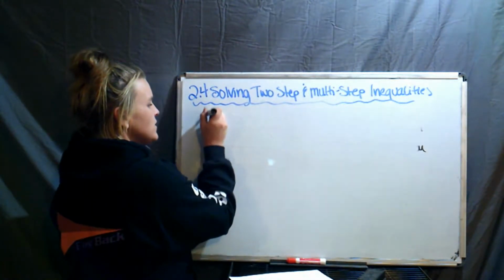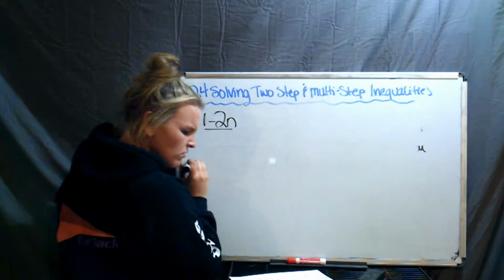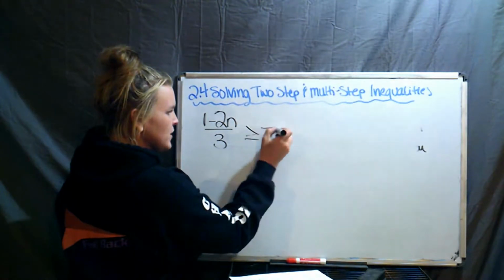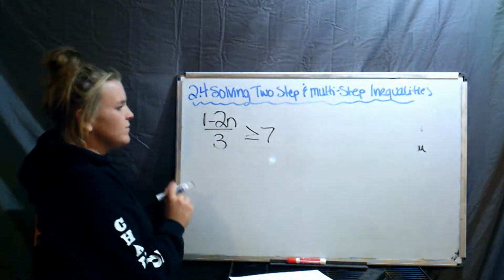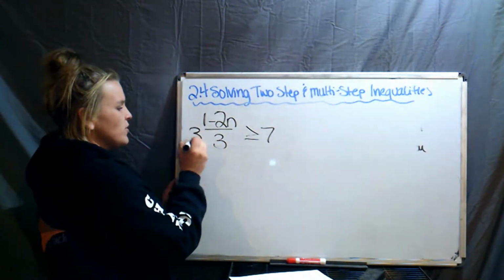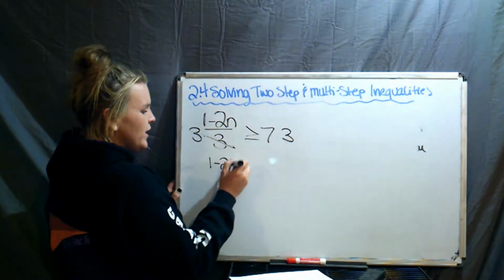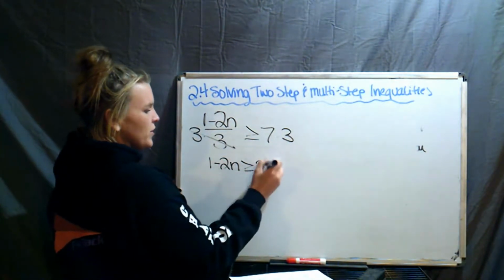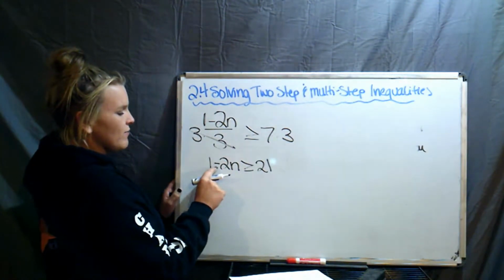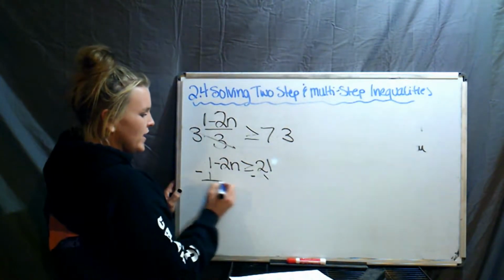1 minus 2n over 3 is greater than or equal to 7. Okay, so I have this fraction here and I want to get my 3 out of the denominator first. So I'm going to multiply both sides by 3. Now I have 1 minus 2n is greater than or equal to 21. So now I'm going to get rid of this 1 here. And like before, don't get confused by this negative here because this is a positive 1. So I'm going to subtract 1 from both sides.